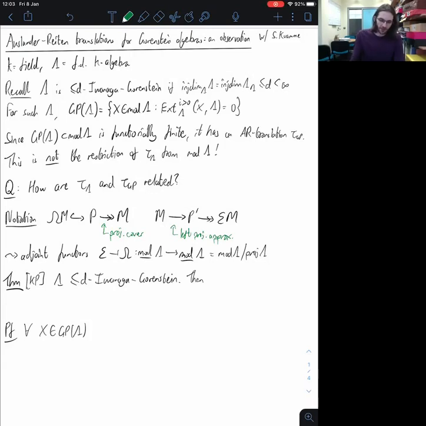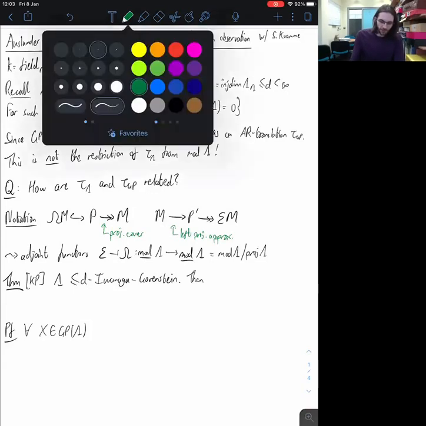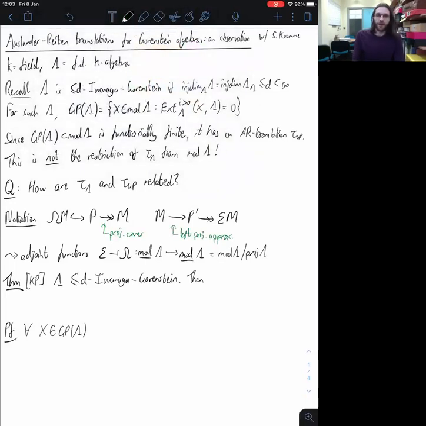mod Lambda modulo projectives. And so then the theorem is that if Lambda is at most D Gorenstein, then what happens is, I have my two Auslander-Reiten translations. I can post-compose them with the D-th power of the syzygy, and then they become equivalent as functors on the stable category of Gorenstein projectives.